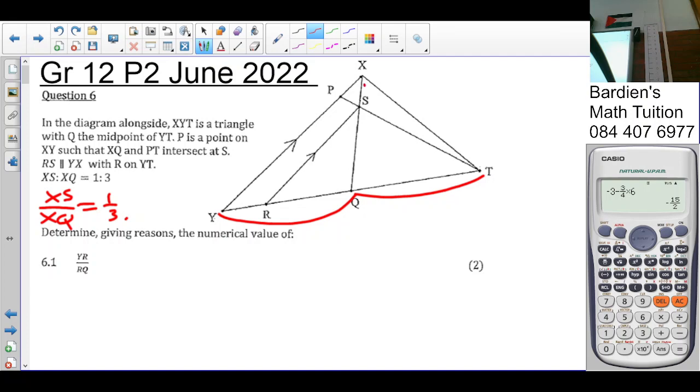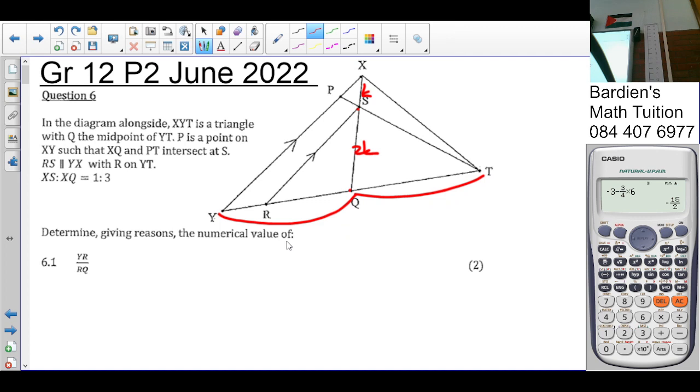So if this is K, then XQ is the whole length. It's going to be 3K, so that's going to be 2K from there to there. And of course our length is 3. Determine, giving the reasons, the numerical value of YR.